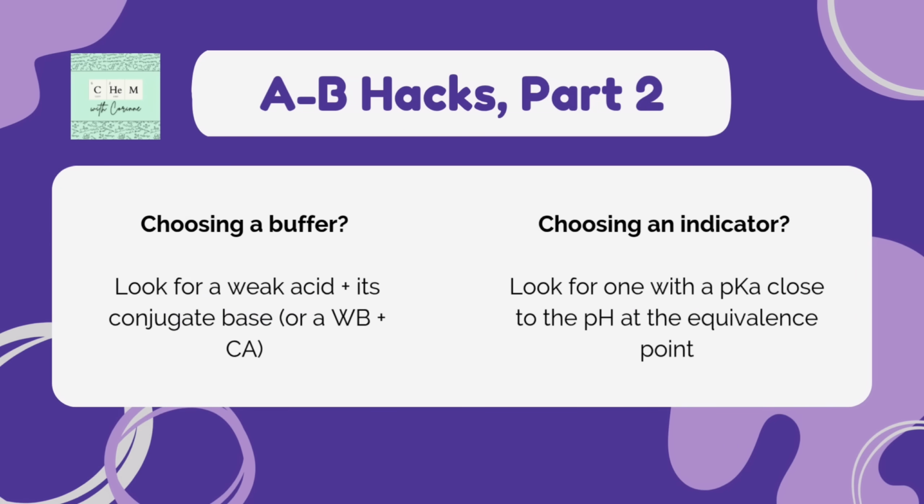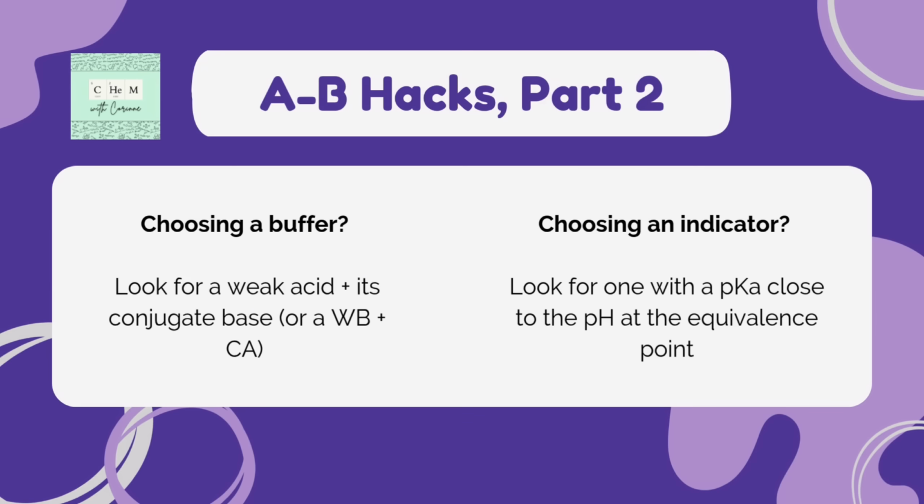So now if you're choosing a buffer, look for a weak acid and its conjugate base or a weak base and its conjugate acid. An ideal buffer will have equal concentrations of each of these because that's how it's going to have the highest buffer capacity, or be able to neutralize the most strong acid or strong base.